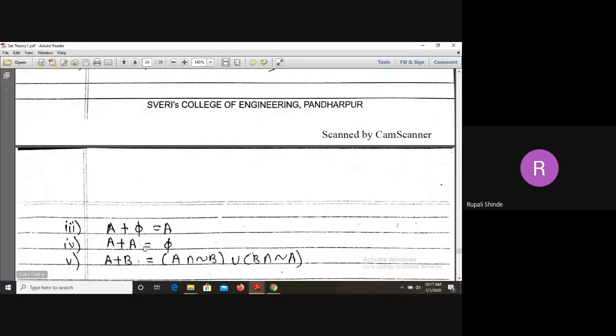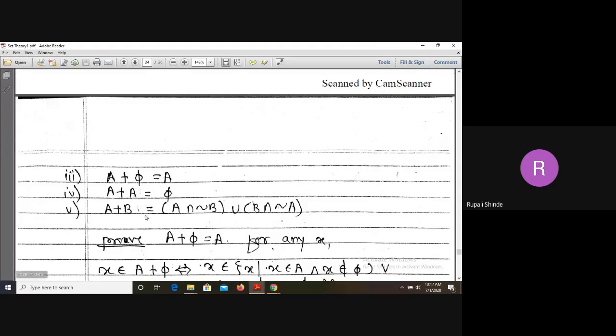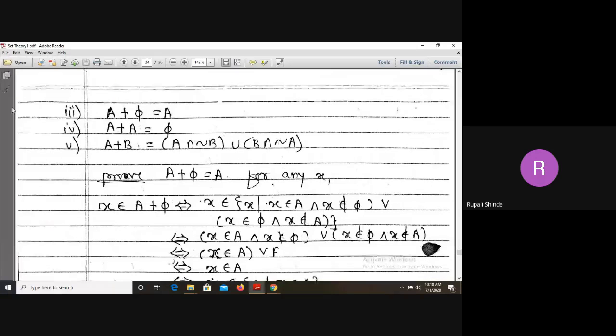Again, A plus A is equals to phi because first we have to convert this formula that is A plus A into equivalent formula as A minus A union A minus A. So this becomes phi. Again we have to prove all these statements. So A plus B is equals to A intersection negation of B union B intersection negation of A. Now we have to prove this statement A plus phi is equals to A. So how we can write the proof for this statement?